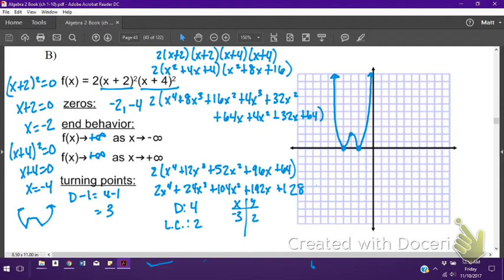Alright, hopefully you get all that copied down, and then go ahead and flip to the back side.